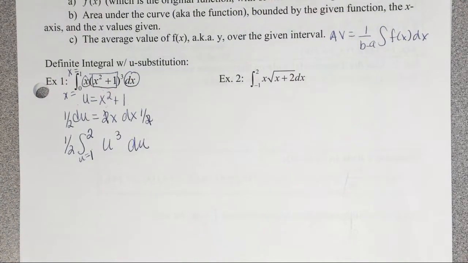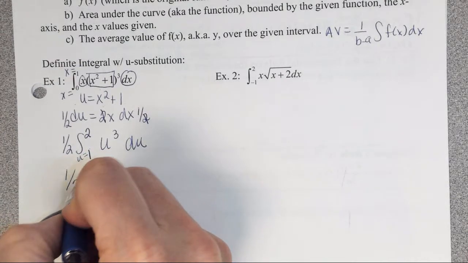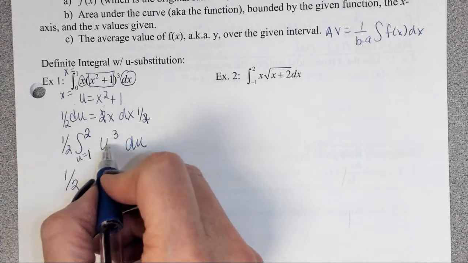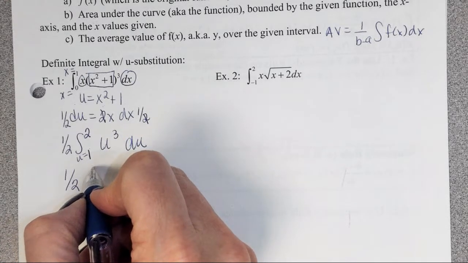So now I no longer go back to x's. I'm just going to stick with u's. So I'm going to have 1 half. What do I get if I integrate, add 1 and divide? What is it?